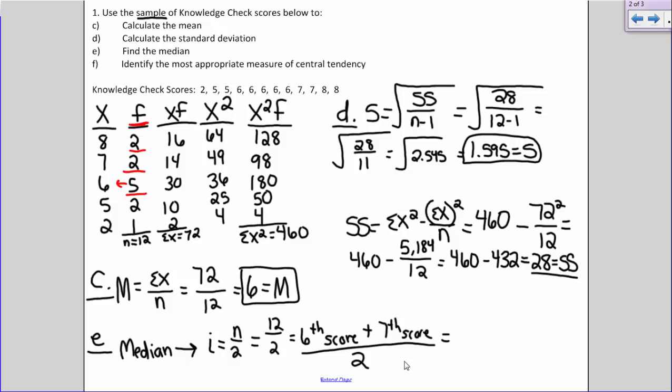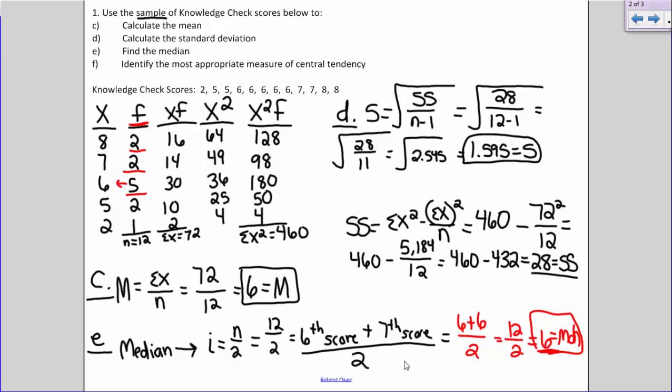So that includes the 6th and the 7th score, right? So first two are 8, third and fourth are 7, 5th, 6th, 7th, okay, I'm done. Those are 6s. So we have 6 plus 6 divided by 2, 12 divided by 2 is 6. That is your median. You can abbreviate that MDN if you want.